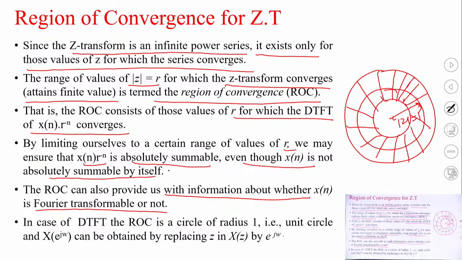So if we take the Z transform of the given signal and draw its ROC, and the ROC covers the unit circle, then we can say the signal is also Fourier transformable. In that case, we simply put z equals e to the power j omega in the Z transform equations or properties formulas, and we get the corresponding values of the DTFT, which is the discrete time Fourier transform.